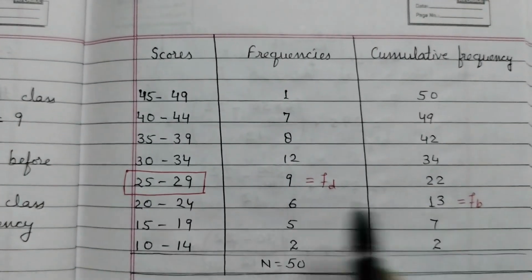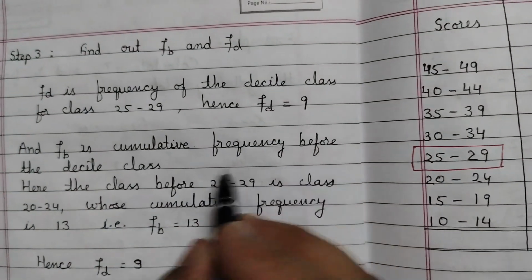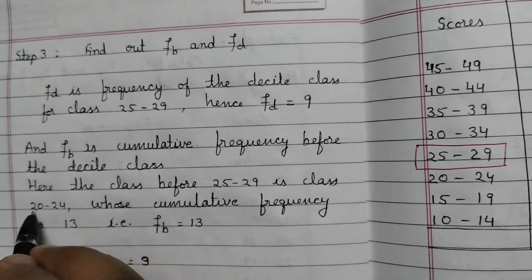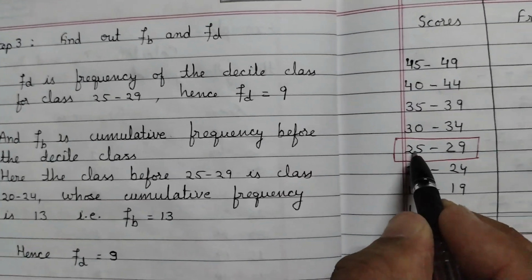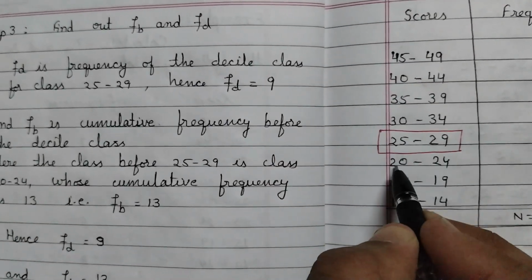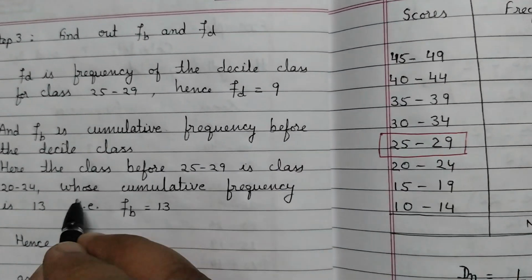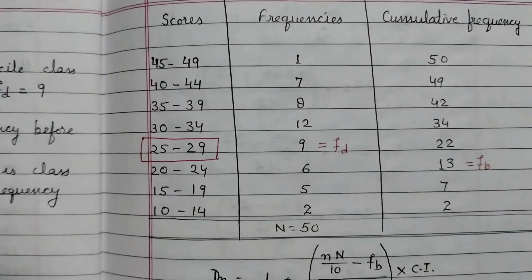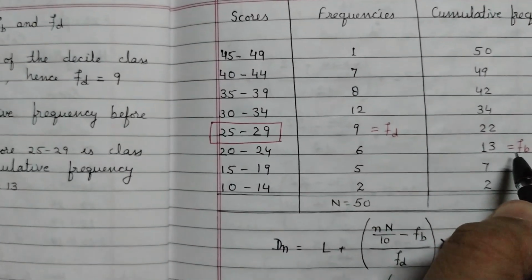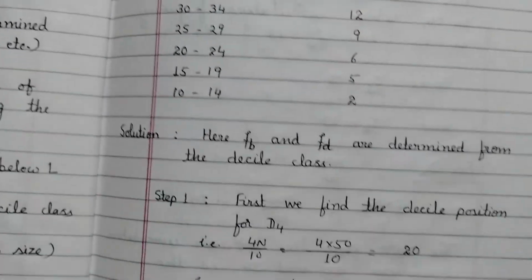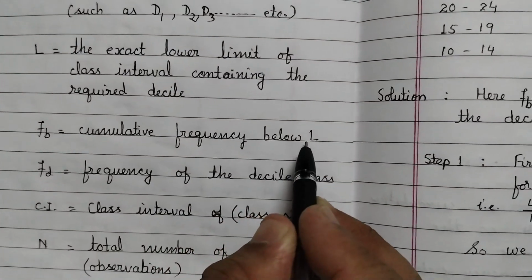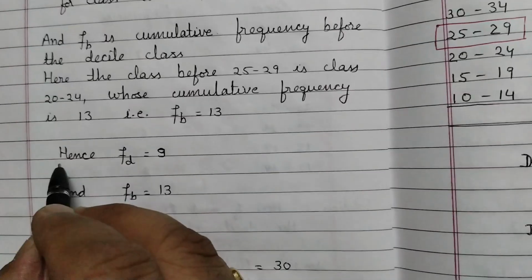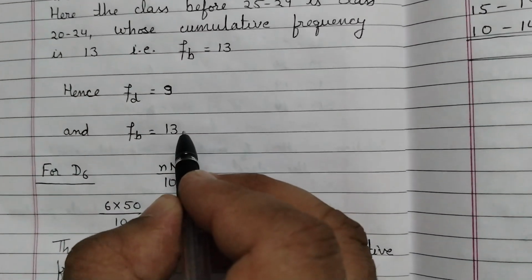Below the cumulative frequency 22, FB is equal to 13, and FB is the cumulative frequency before the decile class. Here the class before 25 to 29 is the class 20 to 24, whose cumulative frequency is 13. So FB is equal to 13. FB is the cumulative frequency below L, that is why I have calculated FB in this way. Hence FD is equal to 9 and FB is equal to 13.